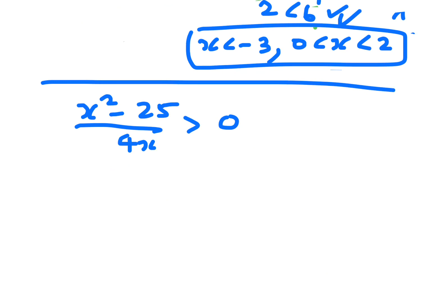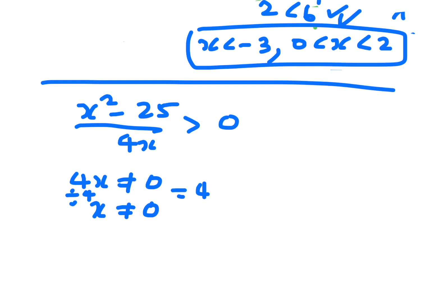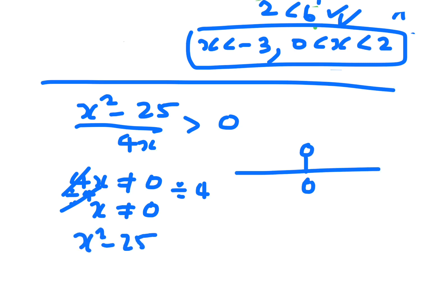Then we've got x squared minus 25 over 4x. So 4x cannot equal 0. X cannot equal 0, because 4 times 0 is 0. So that's one critical point at 0, which is an open circle. Then you make x squared minus 25 over 4x an equal sign and just solve that inequality.